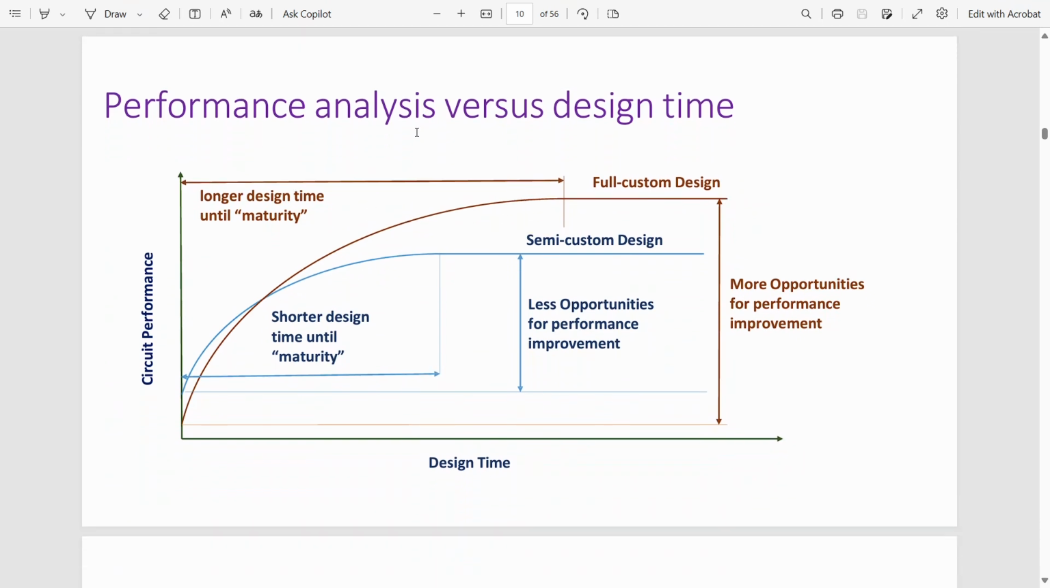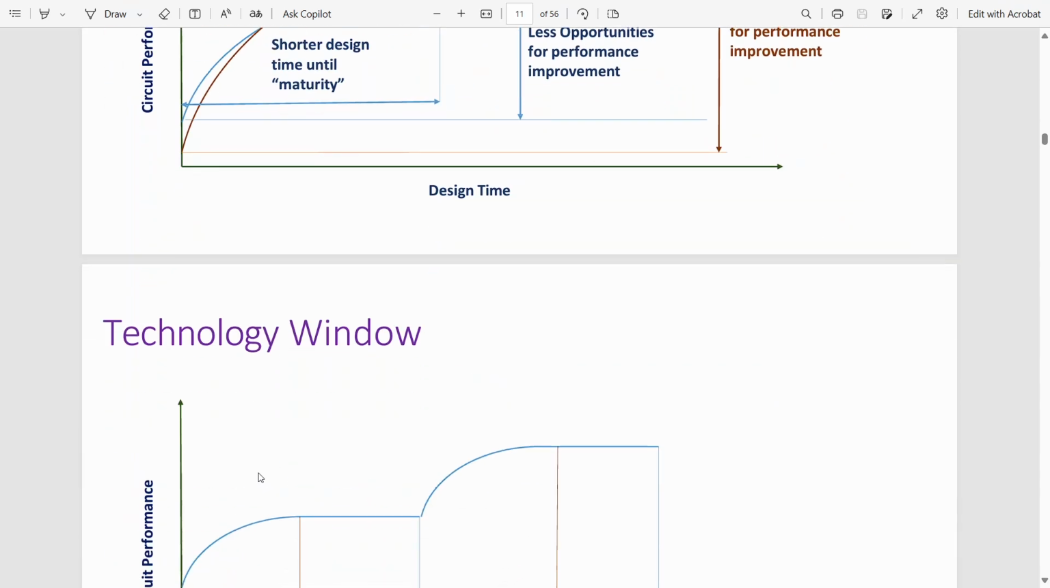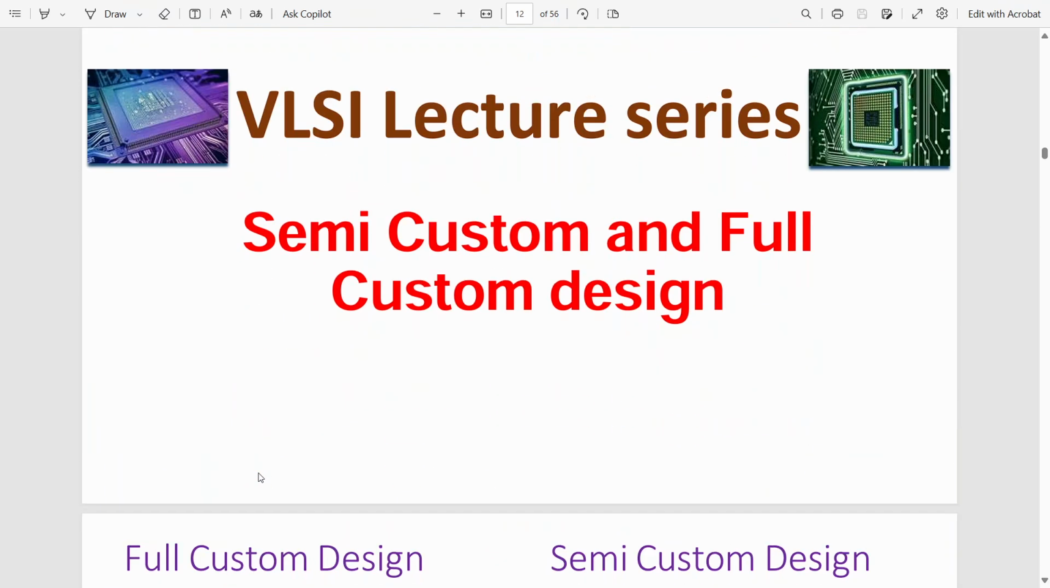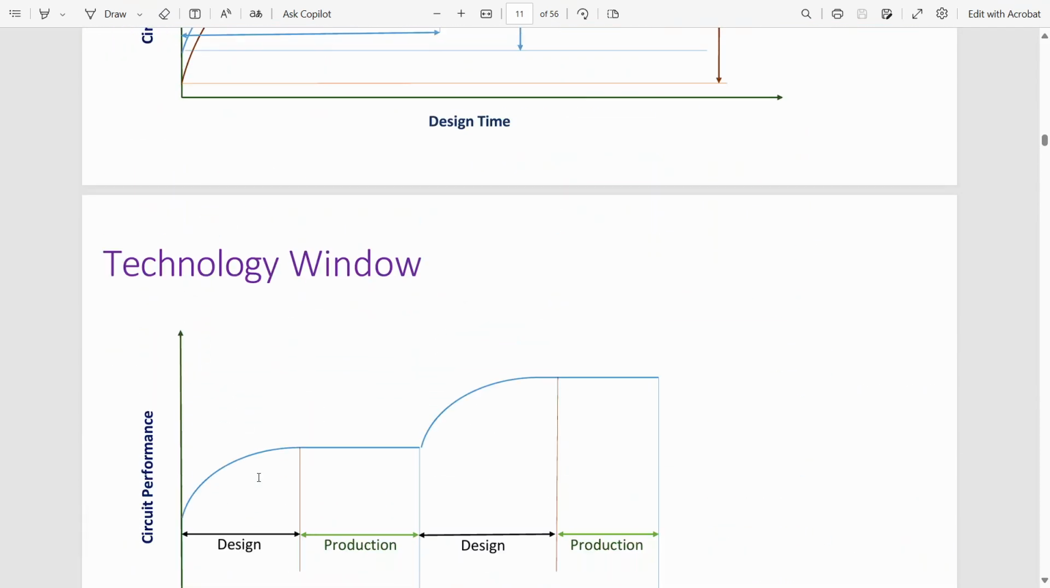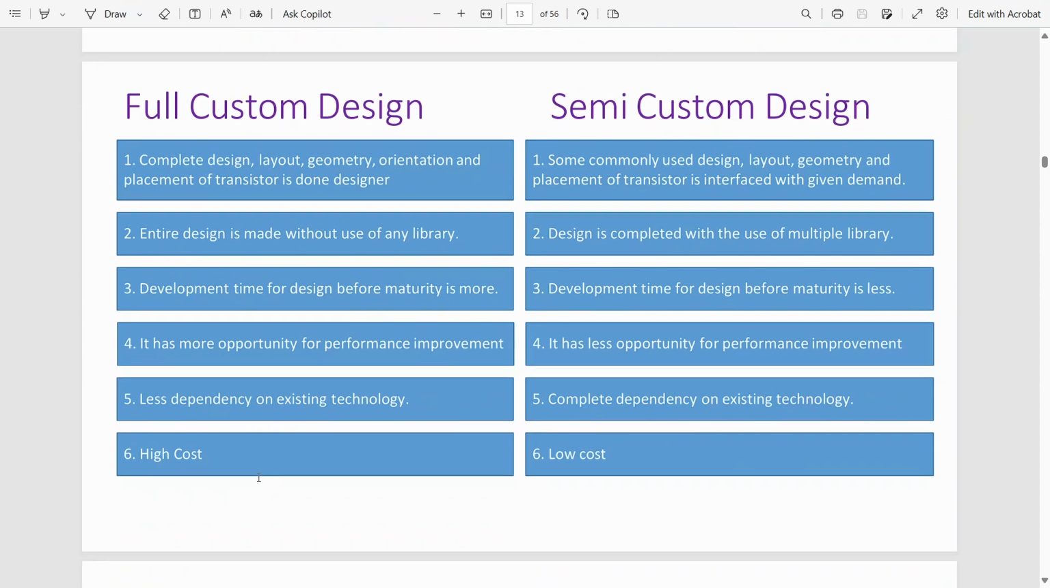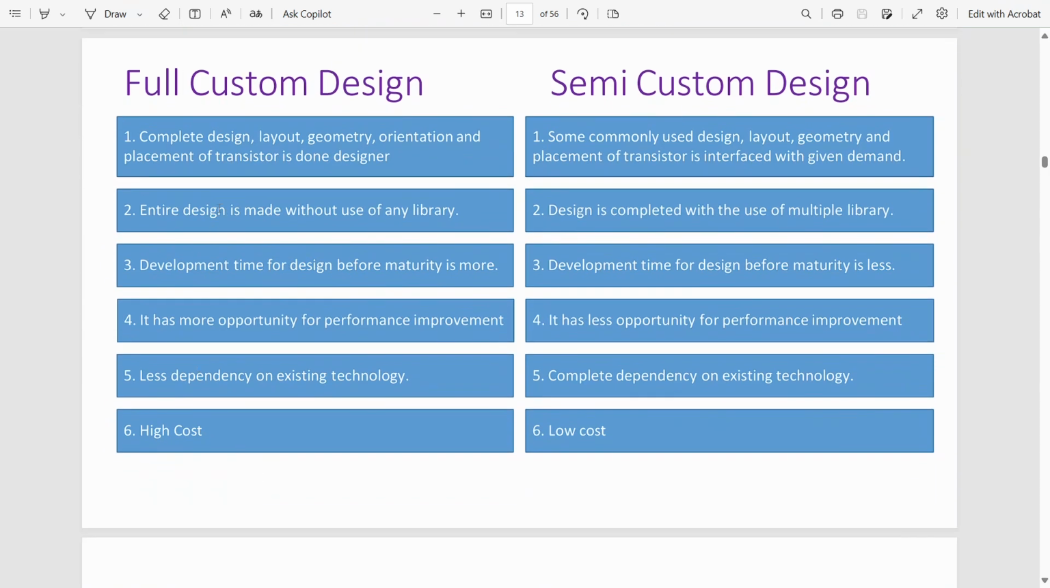So this is the performance analysis versus design time. There are two types of designs, full custom and semi-custom design. Before this, I want to explain full custom and semi-custom. Full custom is nothing but we start the design from scratch. That means the complete design, layout, geometry, orientation, and placement of the transistors is done by the designers.